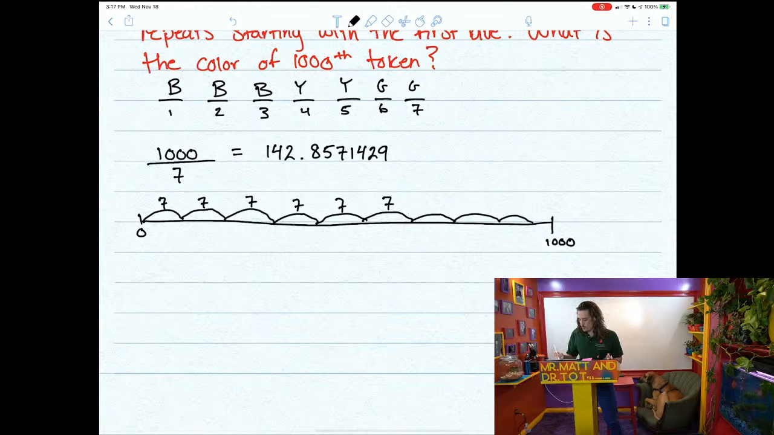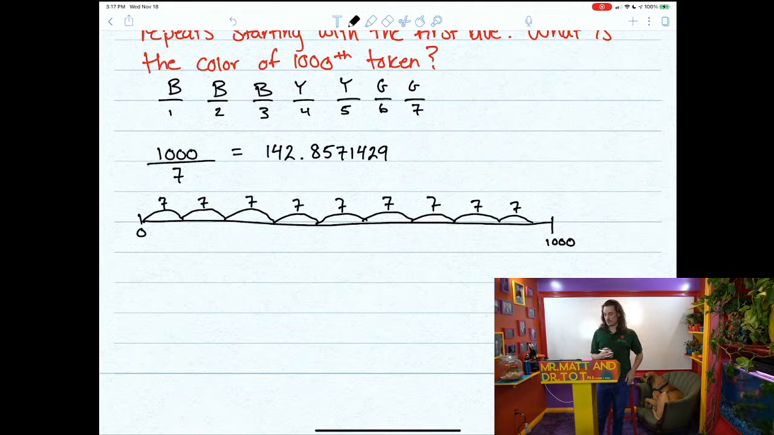So what this quotient represents, and remember the quotient is just the answer to a division problem. 142.8571429 is the quotient that I'm talking about. So this quotient represents 142 exact revolutions or repetitions of this segment and 0.871429 of a remainder into the next pattern or next unit of repetition. And that's really what we're interested in.